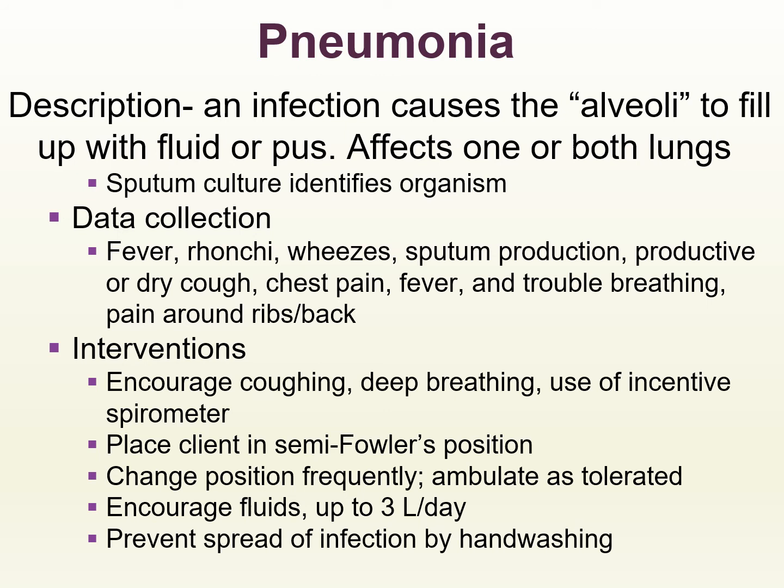They can have a productive or a dry cough, bronchi, wheezing. They may have fever, trouble breathing, and pain around the ribs or the back. We're going to encourage them to cough, deep breathe, and use that incentive spirometer. And we want them to sit up or sleep in a semi-Fowler's position so they can expand those lungs and breathe. We need them to change positions frequently, ambulate as tolerated, drink lots of fluids, up to 3 liters a day, and this is spread by droplets, and we definitely want to prevent spread of infection with these patients by hand washing.